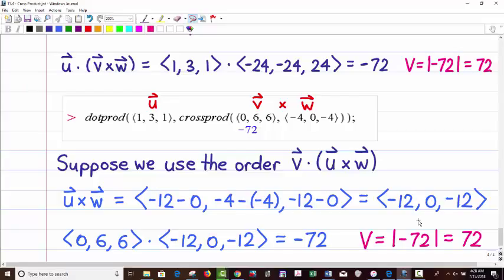Maybe you think that's a coincidence. That's okay. If you want to try another order you'd like, you can, but there's no need to. That was not a fluke. But like I was saying, if you do another order, you might actually get positive 72, so the absolute value of positive 72, of course, will still be 72. So either way, you got it. All right, that concludes this video on cross product.